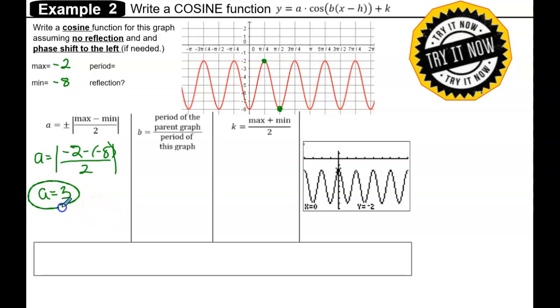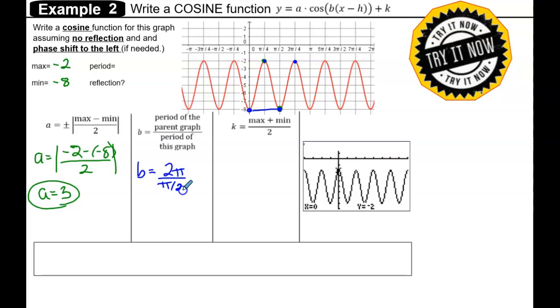Okay, then to identify the period, I take the period of the cosine parent graph, which is 2 pi, and I divide that by the period of the graph that I'm given, and I can find that period by going from max to max or from min to min. Okay, and I can see starting at 0, I have a period here of pi over 2.